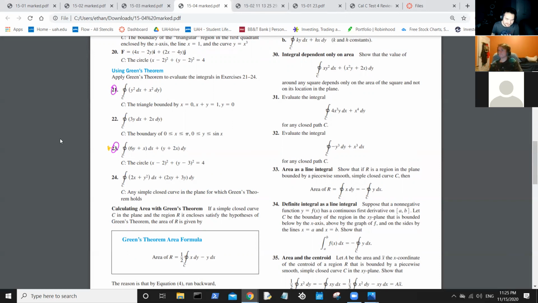Don't know what to do with the circle. Yeah, the circle's for the bounds, right? It's got to be for the bounds. Yeah, polar coordinates. I refuse to do polar coordinates. No, I'm not going to do it.